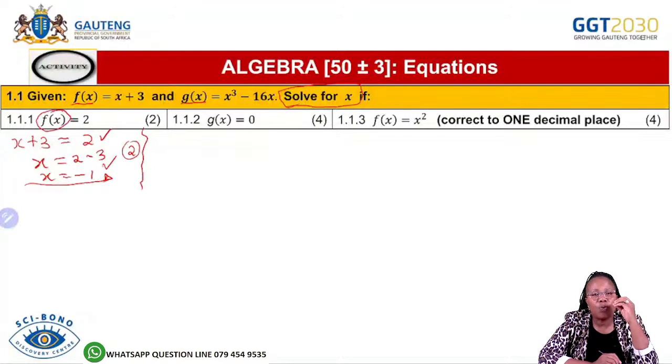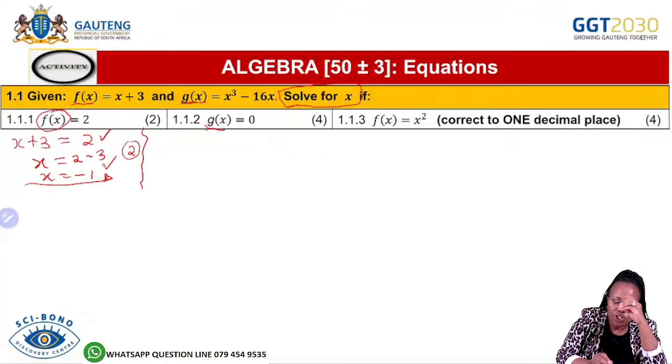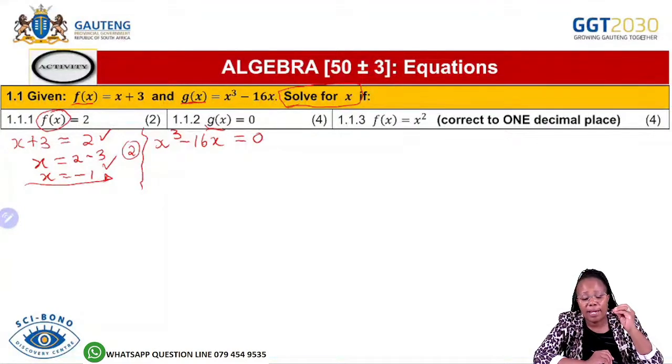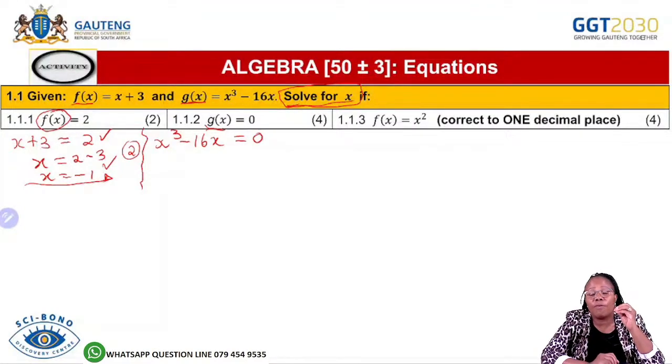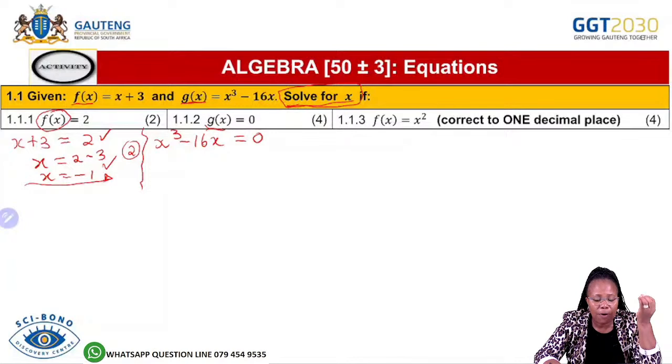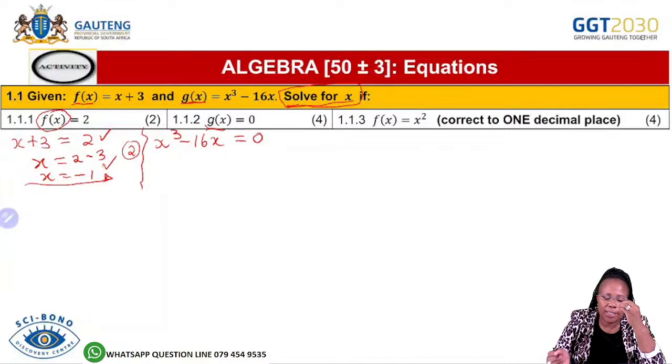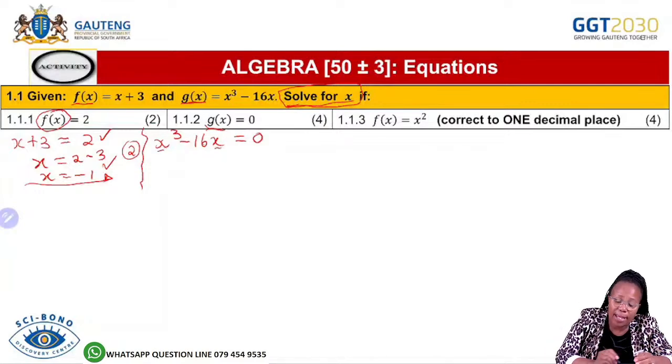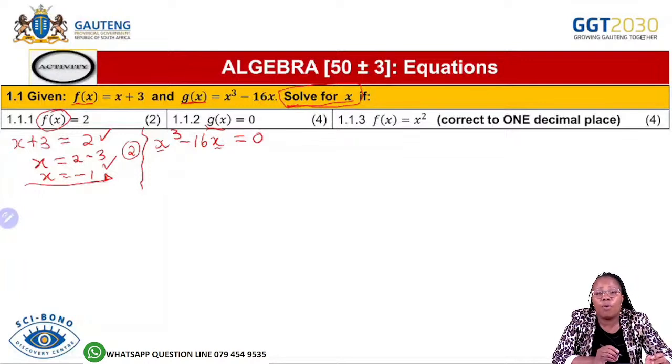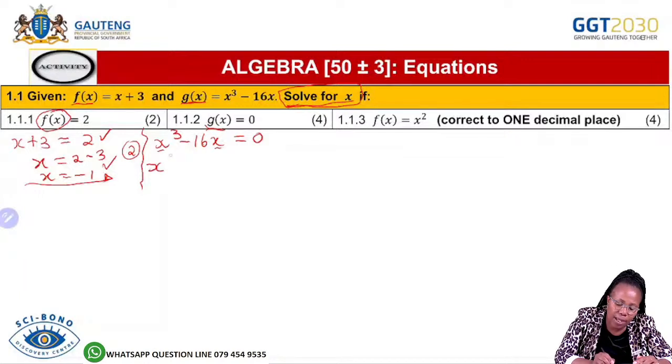And then with 1.1.2, it is indicated that g(x) is equal to 0. That means what is g(x) now? g(x) is x cubed minus 16x, and that is the one that is equal to 0 there. And then remember now, our work is to solve for x. Now, if you look at this, it is x to the power 3. But fortunately enough, we are having what? A common factor, which is x. Can you see that you have x and x there? Then we are going to take that common x out as our common factor.